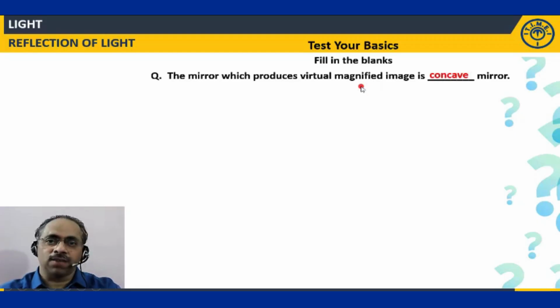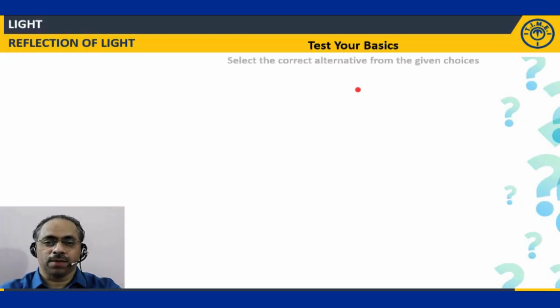In the case of convex, the virtual images formed will be lesser in size compared to the size of the object. Clear? So they are called diminished images. Virtual magnified images are possible only in the case of concave mirrors. Clear? Let us move on to the next question.